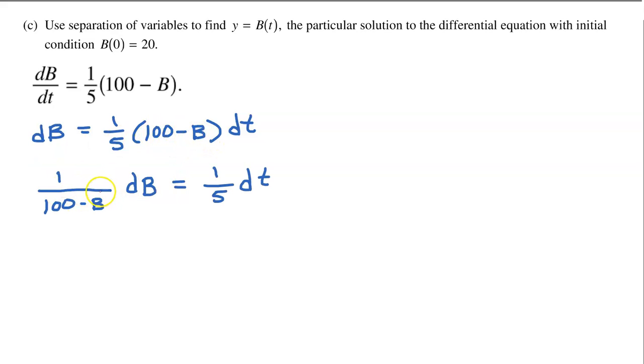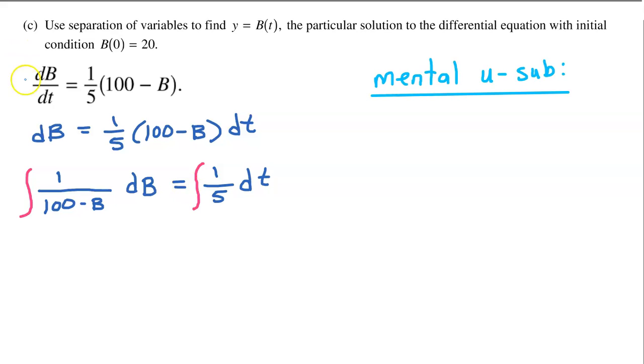Now that we have the b's on the left and the t's on the right, we can integrate both sides of the equation. Do not integrate without actually showing this integral sign. We can integrate the left side using a mental u substitution. Let's imagine that u is 100 minus b, and in that case, u prime is going to equal negative 1. This is all in your head. You don't need to write this down.